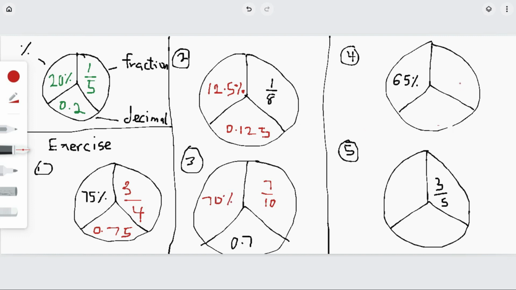Moving to the fourth one, 65% to a fraction will be 13/20. And if you change it to a decimal, that will be 0.65. And you see, this is a lot of fun. So 3/5. Now if you change 3/5 to a percentage, that will be 60%. You understand? So that will be 60%. And if you change 60% or 3/5 to a decimal, that will be 0.6.